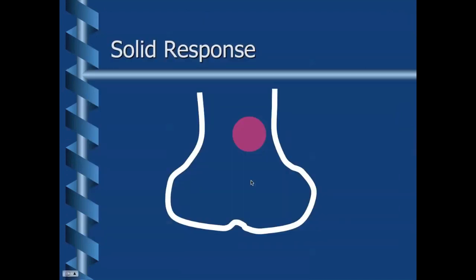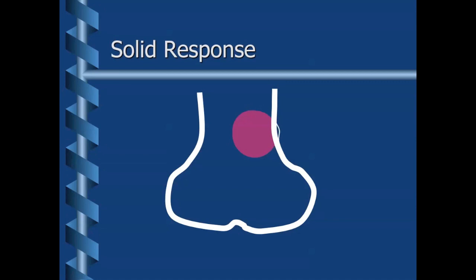Just an example of a solid response. So the lesions within the bone, and usually you just get some sort of solid periosteal reaction. So you get a little bit of lifting of the periosteum above that. Sorry, this is just a series. So the lesion gets bigger again, and now it's starting to affect the cortex and the periosteum, and just enlarges out like that.